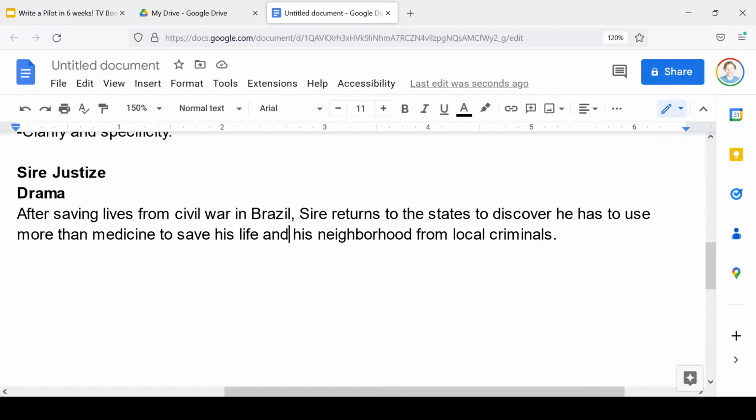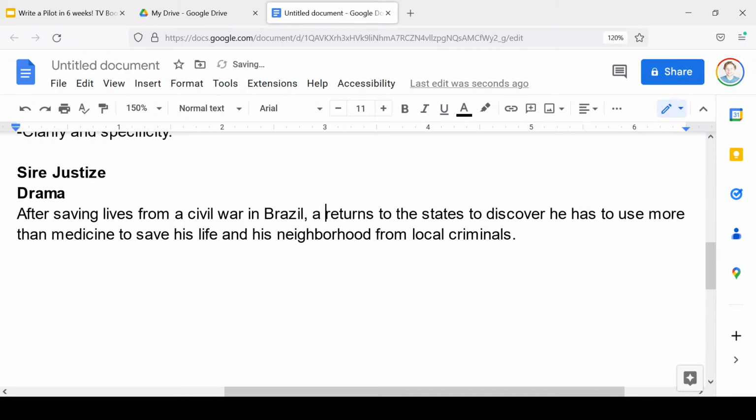After saving lives from a civil war in Brazil. From a civil war, yeah. He's a doctor in Doctors Without Borders. Oh, okay. So we can't say our character name because the reader of a logline is not going to know who your character is. So you have to define who the character is a little bit. Oh, I thought that I didn't normally, but then I read something where they said it's better if you use the character's name. So, okay, that's my bad.